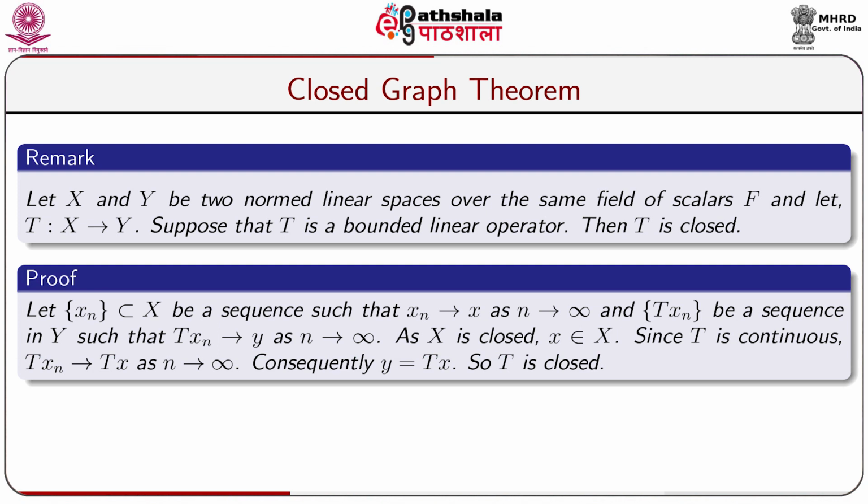As capital X is closed, x belongs to capital X, and since T is continuous, Txn goes to Tx as n tends to infinity. We have, since Txn goes to y as n tends to infinity and Txn goes to Tx as n tends to infinity, we get y is equal to Tx, because a normed linear space is a metric space and it is a T2 space, so the limit is unique. So we must get y equal to Tx, and so T is closed.